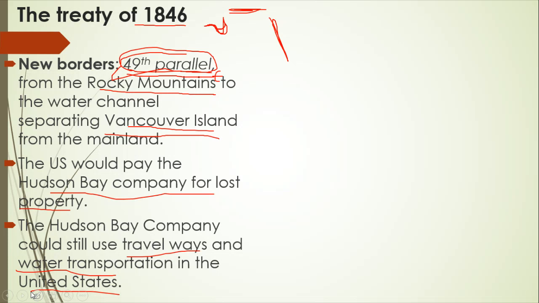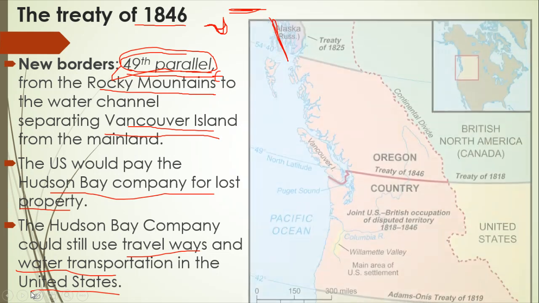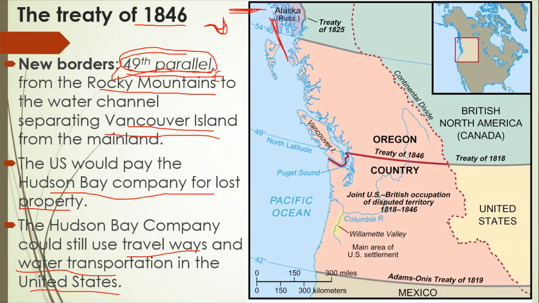So we bought out some of the Hudson Bay Company's land, gave that money to England, and for the remaining land that was owned by the Hudson Bay Company, we said, English people, you can travel freely through here. It's cool. So this is a pretty good treaty. Let's look at this map here. Now this map shows what used to be Oregon country. All of this used to be Oregon country. Okay, very nice. And it highlights the Treaty of 1846.